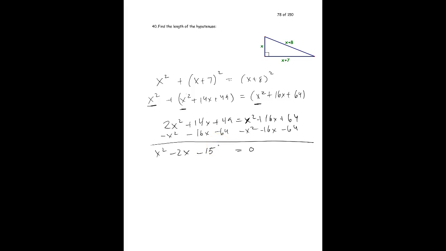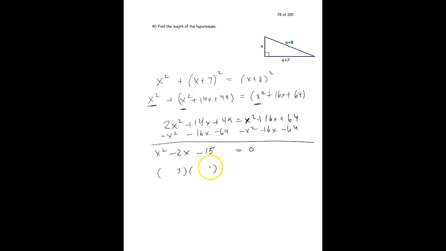Now we have to solve this quadratic equation. You could always use the quadratic formula, which I won't do here because this is actually factorable. So we want to find two numbers that multiply to negative 15 but add to negative 2. So we think about the factors of 15. 1 times 15, that difference won't work. 3 times 5, well, it looks like we're in business there with 3 times 5.